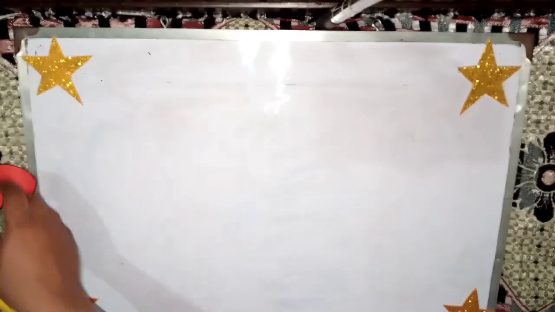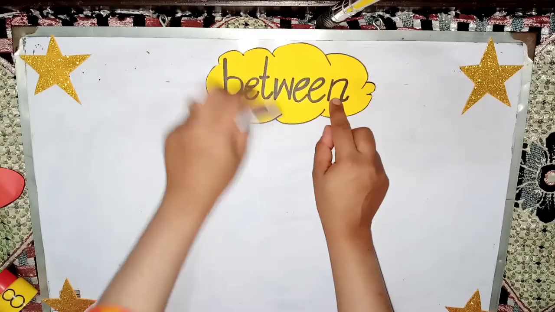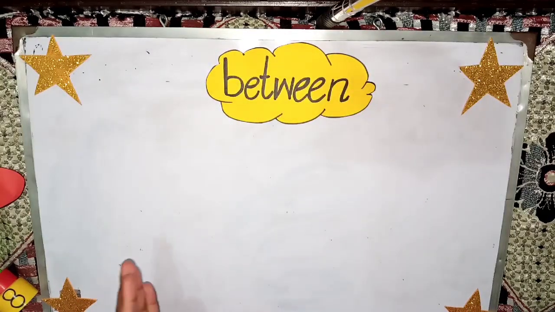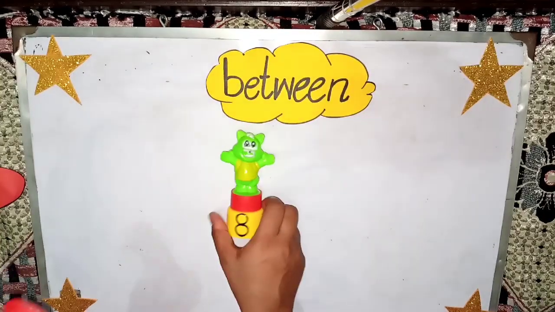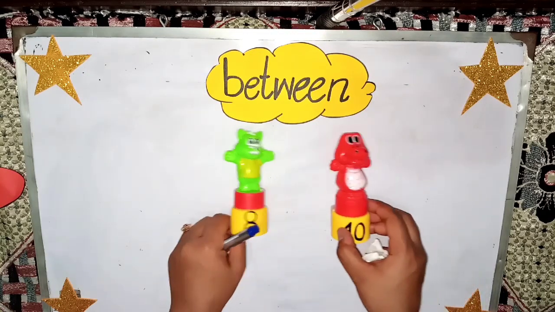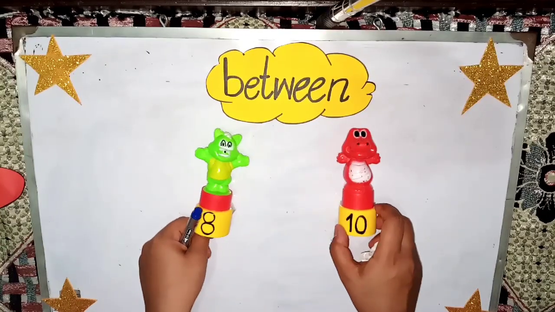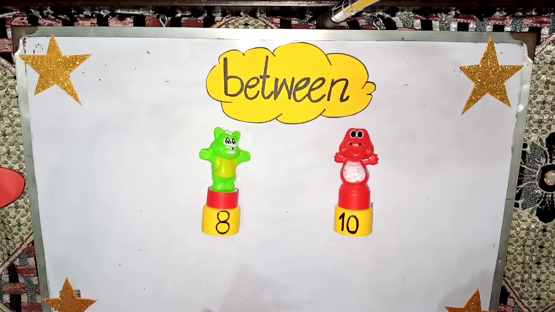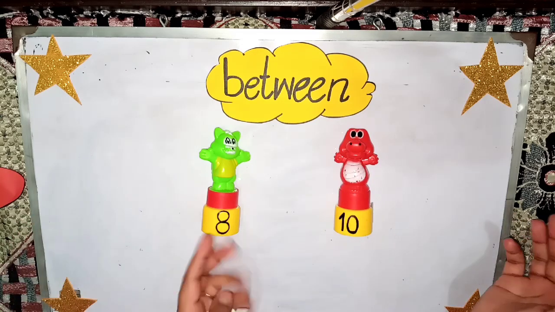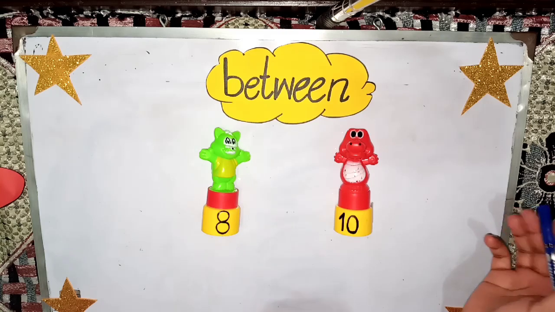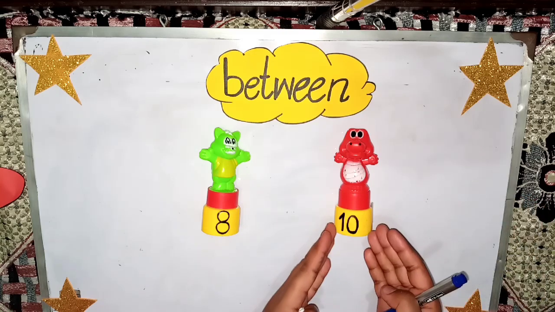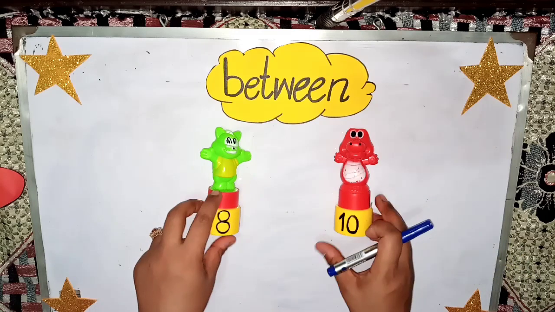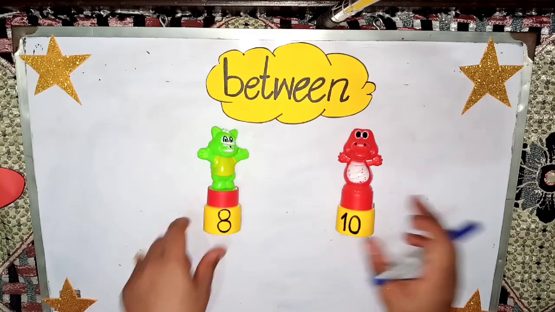Okay. The other thing is between. Between means in the middle. If you are having two numbers, for example again number 8 and 10, so which number comes in the middle of these two numbers or in between these two numbers? So what will you do? You can either count forward from this number 8 or you can count backward from this number 10. So which number will come between these two numbers 8 and 10?